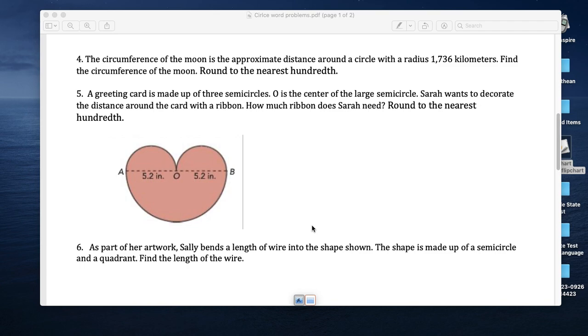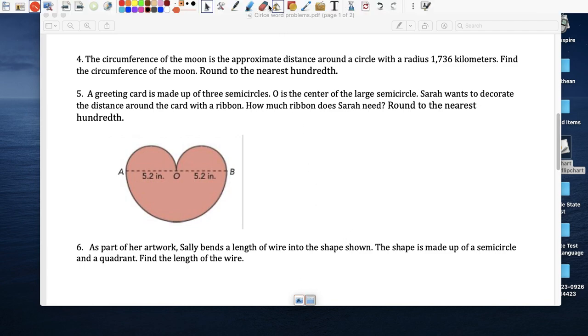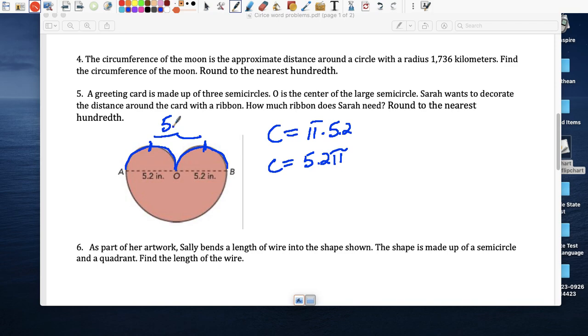Number 5. Here's a greeting card. It's made up of 3 semicircles. Notice that this half a circle with this half a circle would just be one full circle. So let's find that. The diameter of that little circle is 5.2, so the circumference is pi times 5.2. Let's leave it in terms of pi: 5.2 pi is the circumference. So 5.2 pi is these 2 sections, because both of them together make up a full circle.